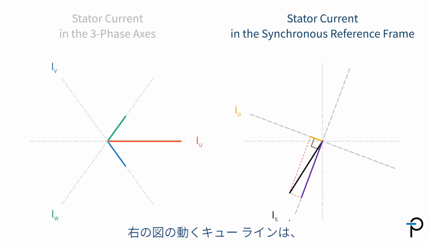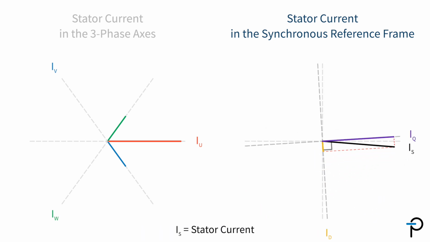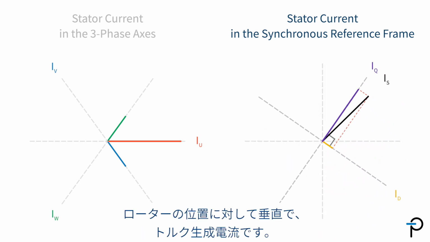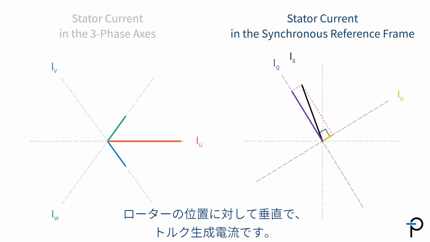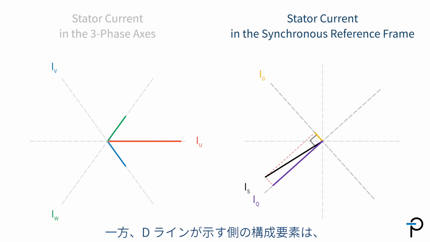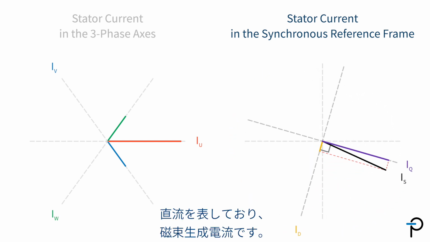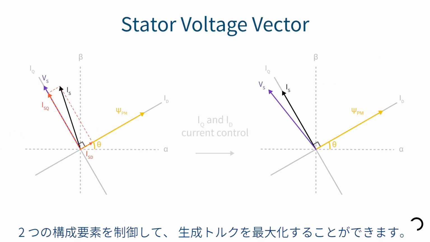The moving Q line in the right diagram represents the quadrature current component. It is perpendicular to the rotor position and is the torque-producing current, while the other component, shown by the D line, represents the direct current and is the flux-producing current. We can modify the two components to maximize the torque produced.